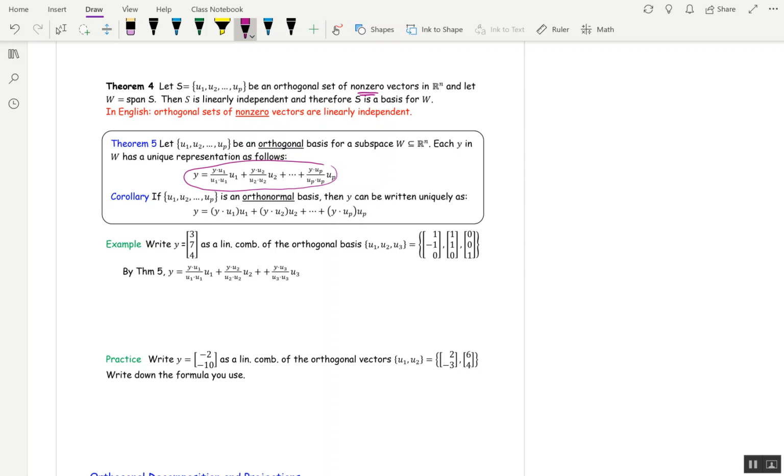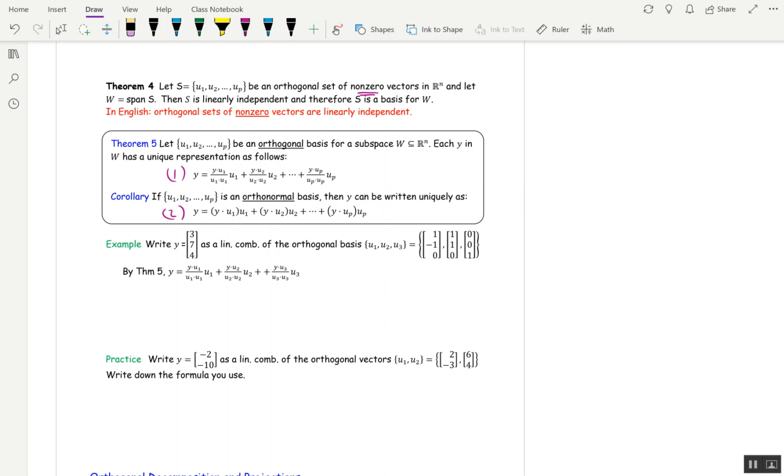The corollary is that if you have an orthonormal basis, then this formula, I'll say formula 1 and formula 2. Formula 2 comes from formula 1 with each denominator equal to 1. Because if the lengths of the vectors are 1, then the dot product of the vector with itself is 1, and so those denominators just disappear. So formula 2 is a special case of formula 1.